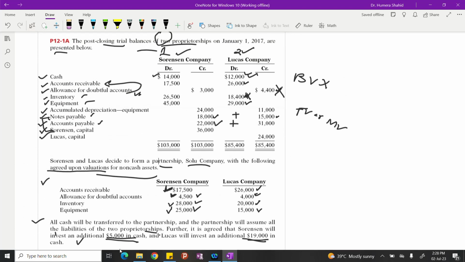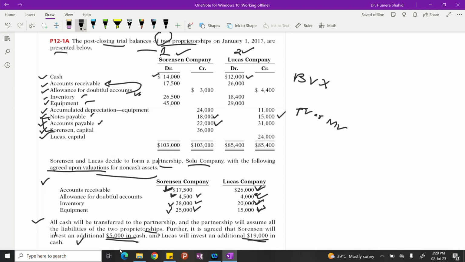Same I'm going to repeat for Lucas. If you see here, Lucas brought these assets. He brought cash, cash of how much? 12,000. He brought accounts receivable of 26,000, allowances credit 4,000, inventory debit 20,000, and equipment debit 15,000.